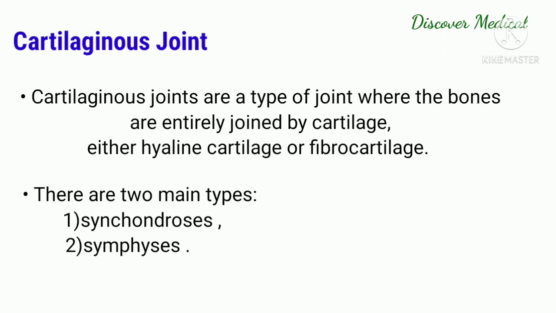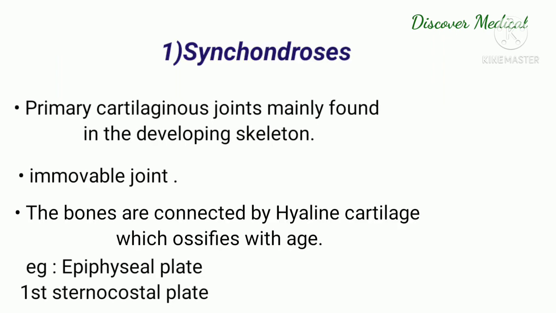Cartilaginous joint. Cartilaginous joints are a type of joint where the bones are entirely joined by cartilage, either hyaline cartilage or fibrocartilage. There are two main types: synchondrosis and symphysis.